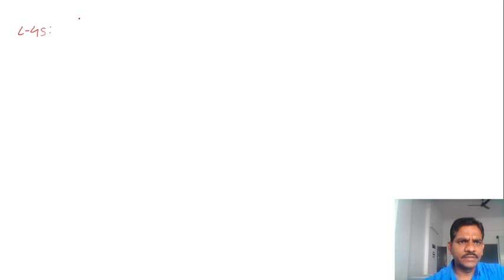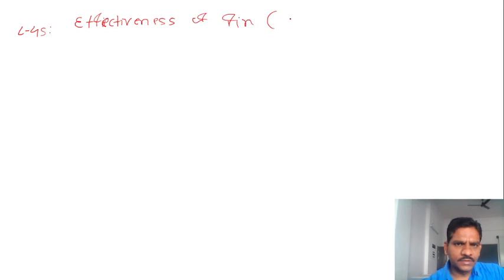Our today's title is effectiveness of a fin. This is our today's title. What is the symbol? The symbol is epsilon fin. These are the symbols, guys.